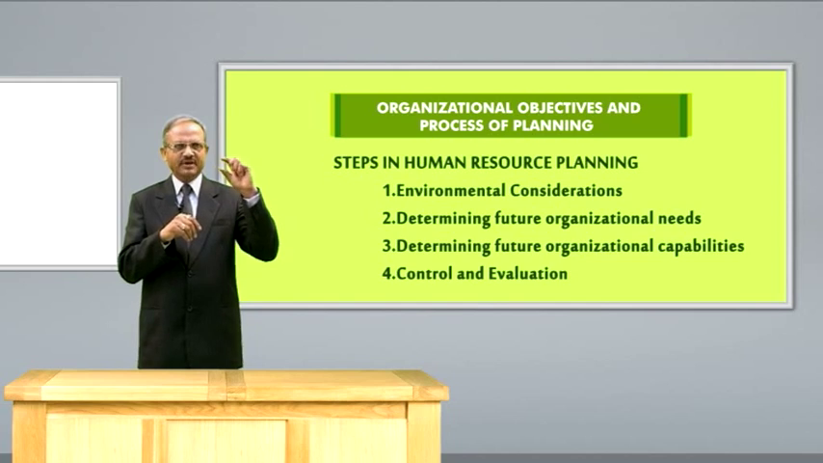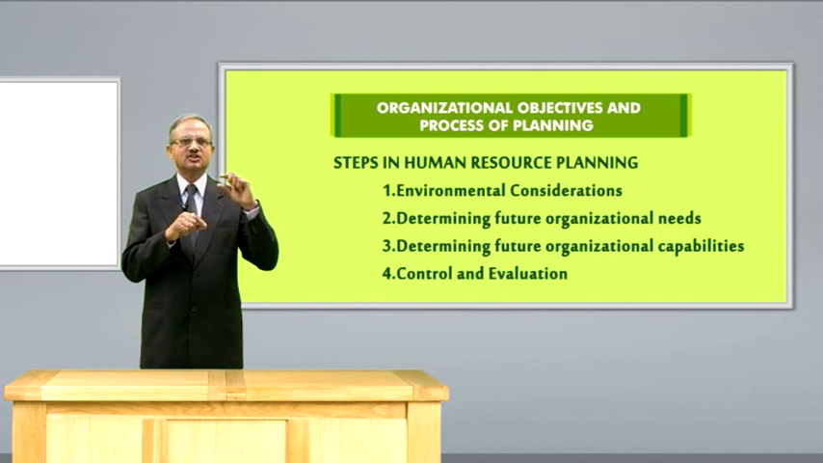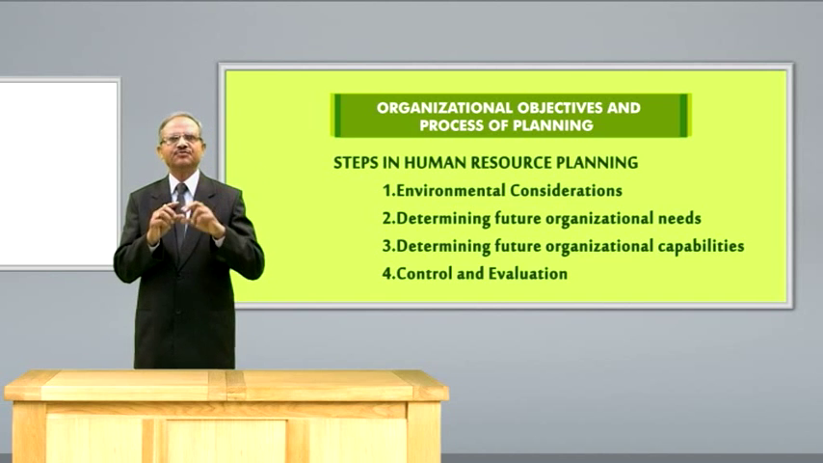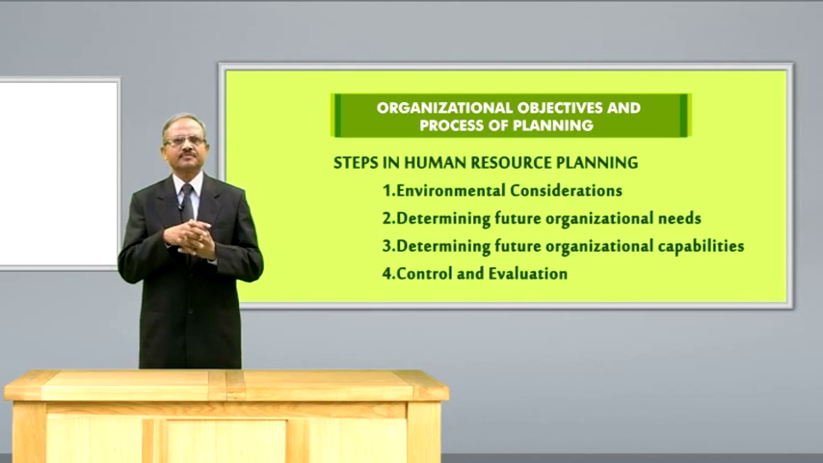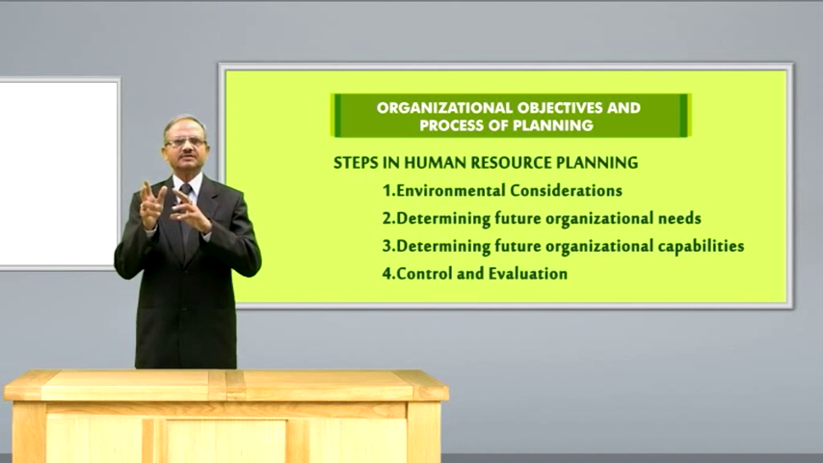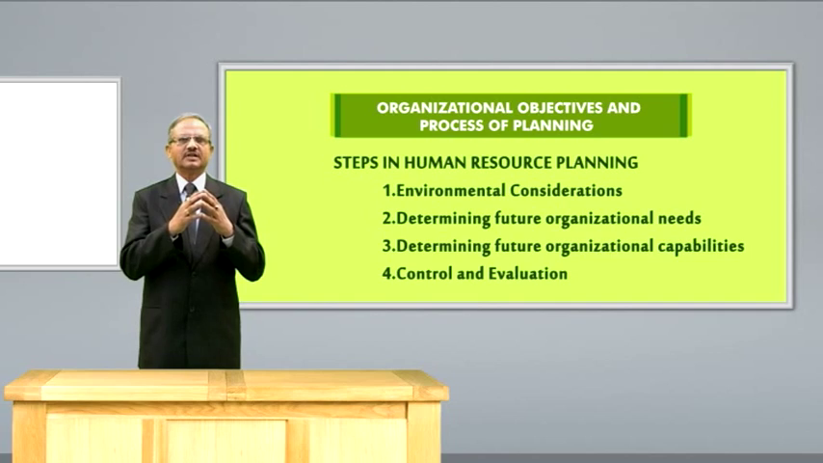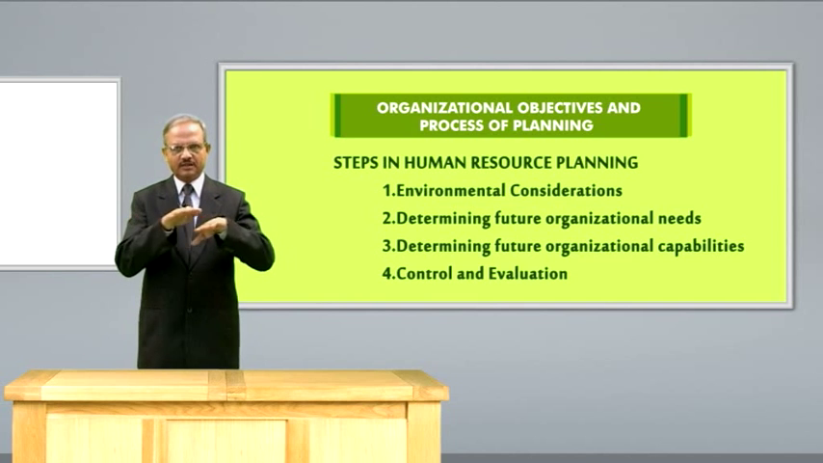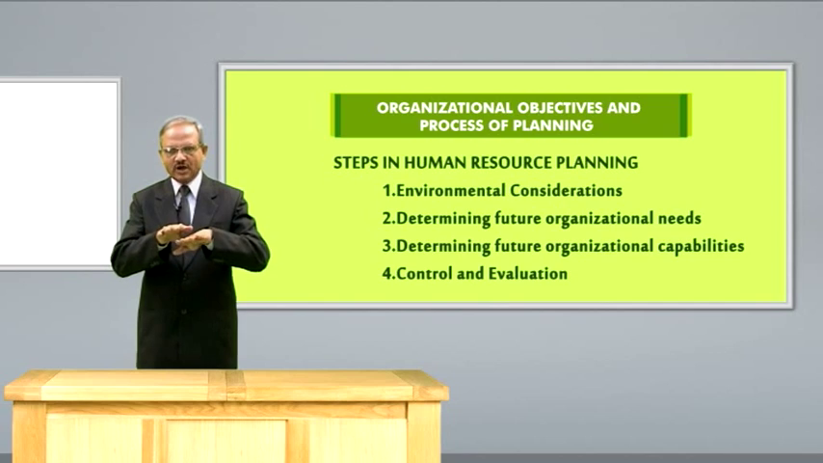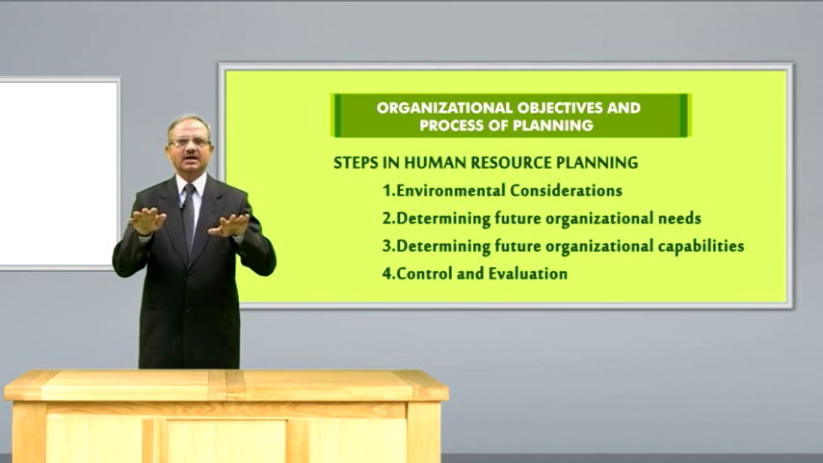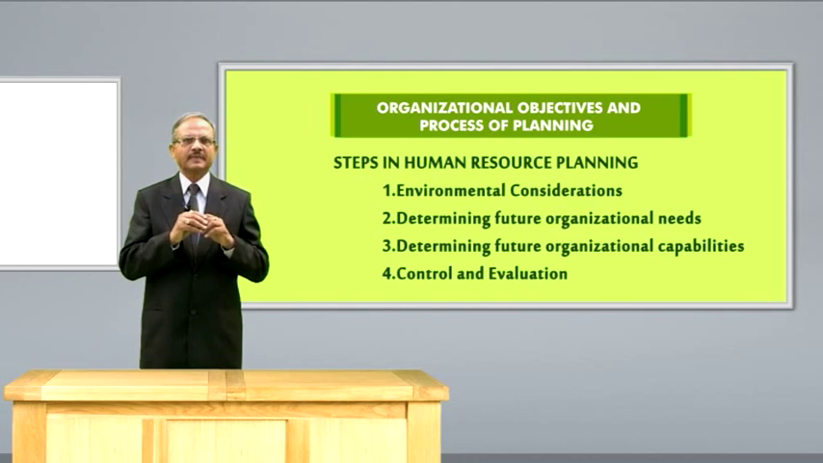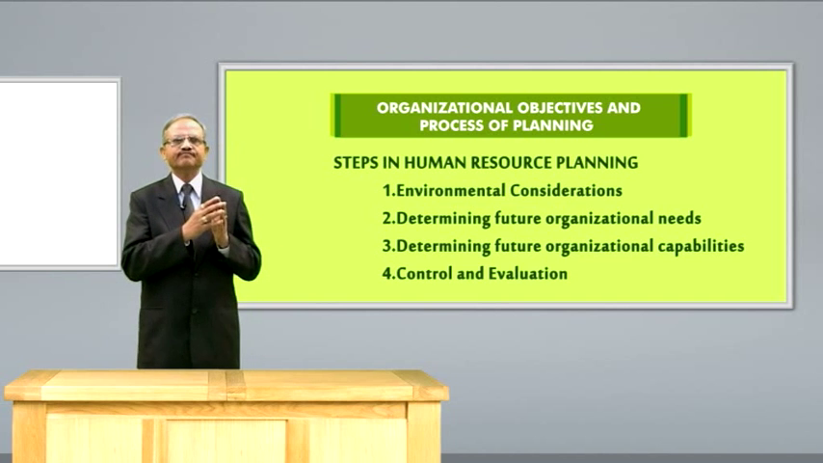Then the second major step in human resource planning is, after consideration of the environmental factors, to determine the future organization's needs. This is the second step. We can consider here the qualitative and quantitative needs. The qualitative needs are the bottom up forecasts. Considering the requirements at the ground level, we will consider the needs of an organization. If you look at the quantitative aspects, we consider two important items here. One is the ratio analysis, the other one is the regression analysis.